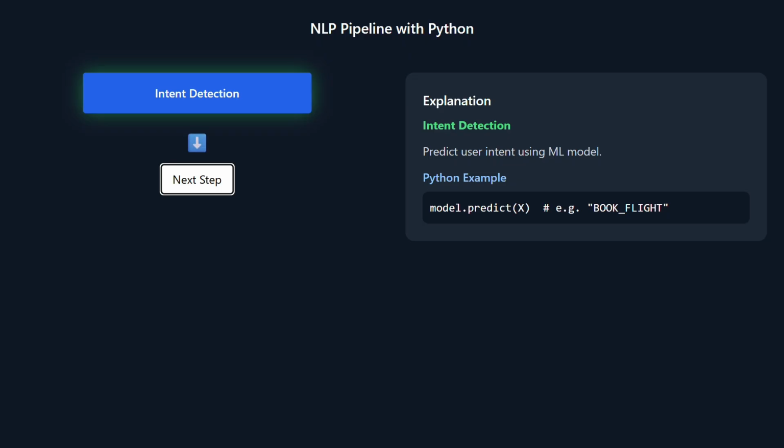Intent detection is one of the most important parts of chatbot development. If the chatbot correctly understands the intent, it can provide a useful response. If it misunderstood the intent, the response may be completely wrong.